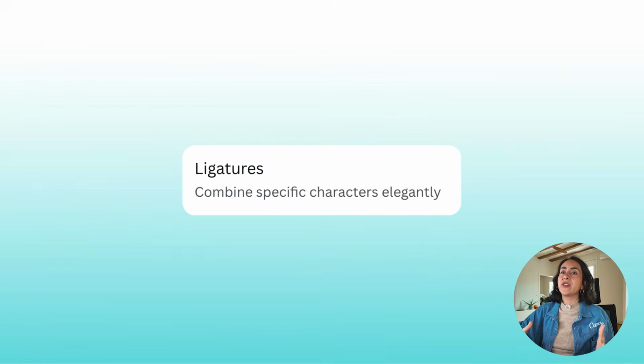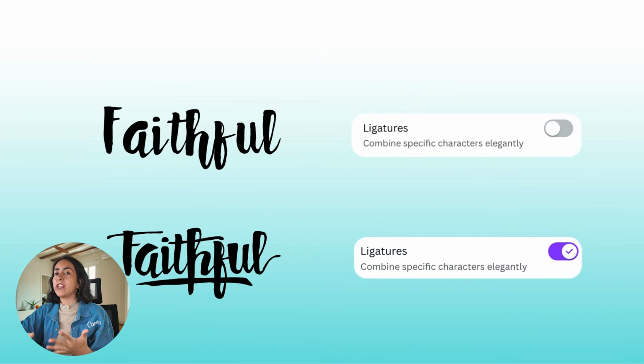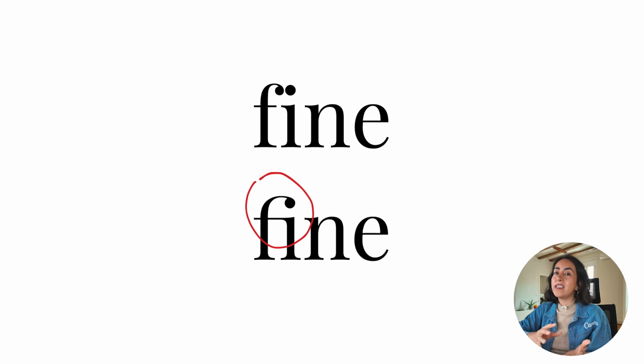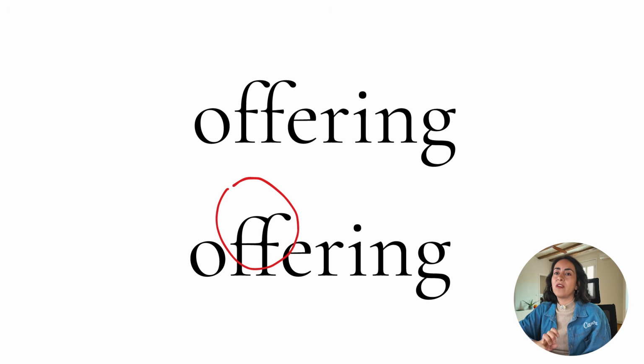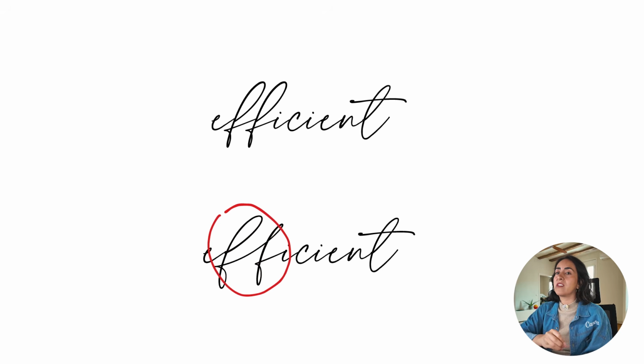Now let's talk about ligatures, which is another feature that many of you have been requesting for a long time. Again, for those of you who are not very familiar with these designer terms, ligatures are special character combinations where two or more letters are joined into a single glyph to improve readability and aesthetics. They are commonly used in typography to prevent awkward spacing or collisions between certain letter pairs.